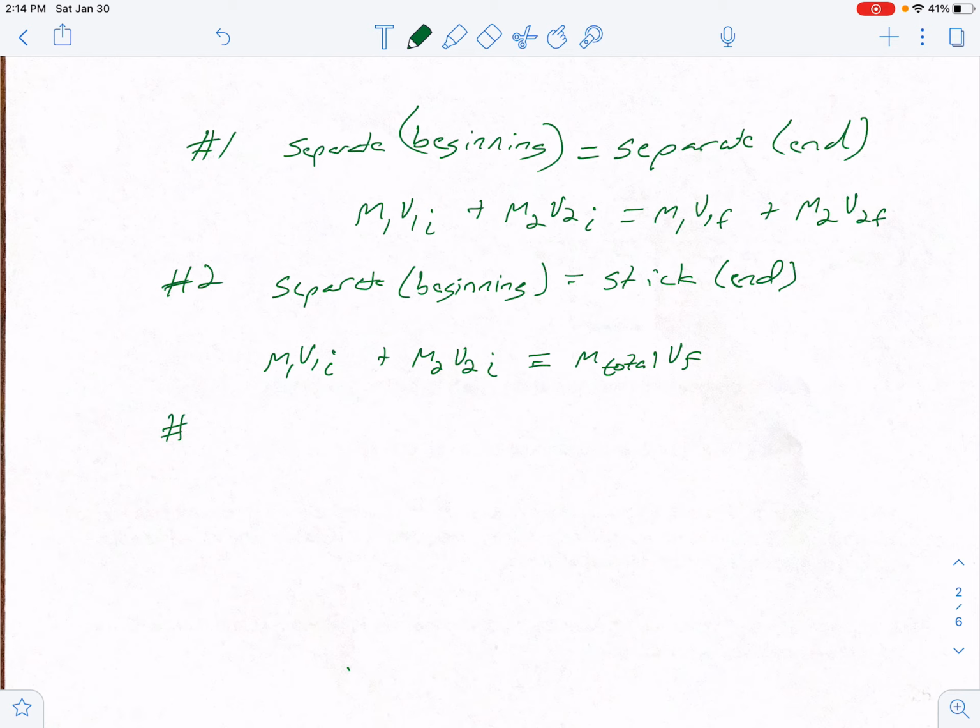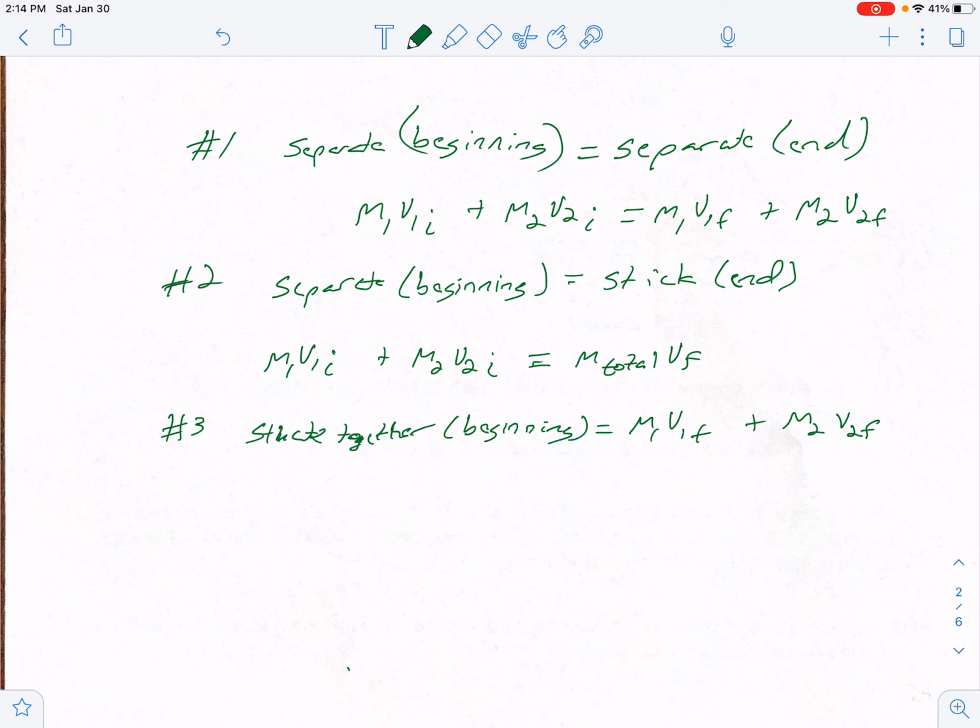Scenario number 3 is the opposite. That means they were stuck together in the beginning, bear with my handwriting here, and then they separate. So in the end, mass 1 went its own way, so it's got M1 V1 final, and mass 2 went its own way, M2 V2 final.